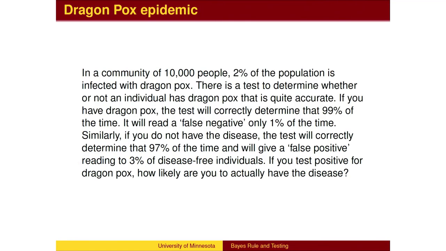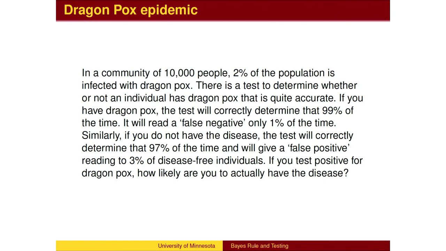In a community of 10,000 people, 2% of the population is infected with dragonpox. There is a test to determine whether or not an individual has dragonpox that is quite accurate. If you have dragonpox, the test will correctly determine that 99% of the time. It'll read a false negative only 1% of the time.